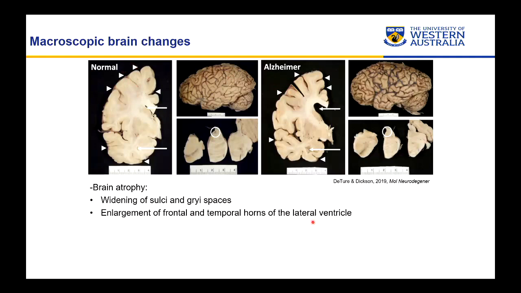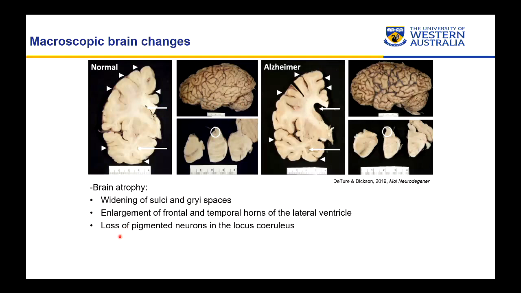Enlargement of the frontal and temporal horns of the lateral ventricle. I mentioned ventricles before. They're these canals that run through your brain that are really important for insulating the brain. And those actually get bigger because you're losing the brain tissue around it, so those chambers get bigger. And I think that's what's showing you here. You can see this ventricle around here has gotten bigger compared to this one.